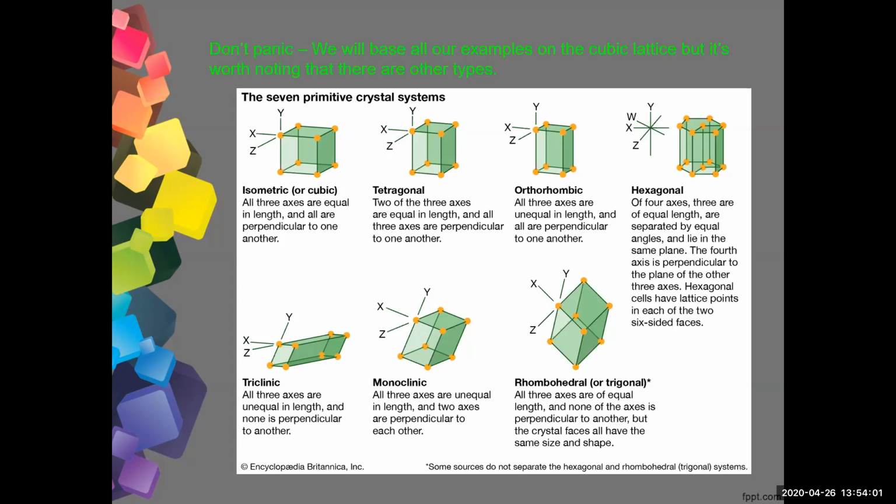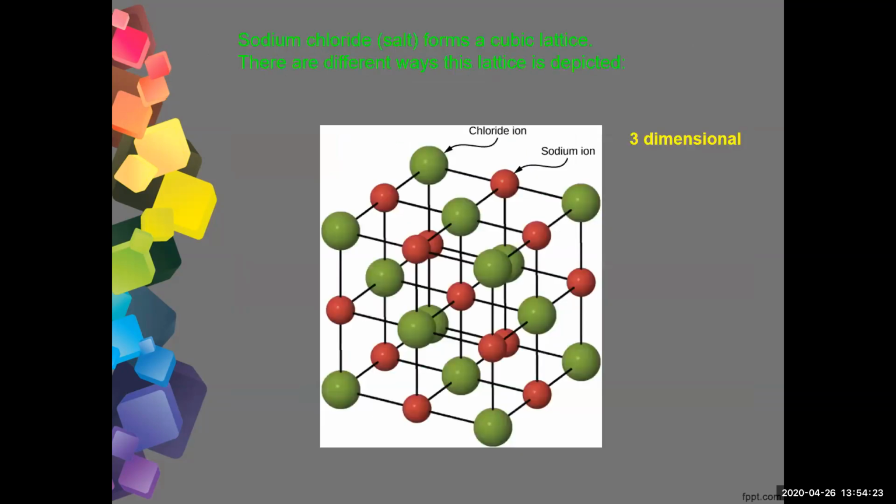But it's worth noting that there are actually other types. So I don't want to try and pull the wool over your eyes and tell you that the only type of lattice in existence is a cubic lattice. It's not. It's just the simplest kind, and that's the one we're going to focus on. That's pretty much all I wanted to say about structure. So let's move on to bonding. Oh, except we're going to talk about the way that we actually see diagrams of the lattices.